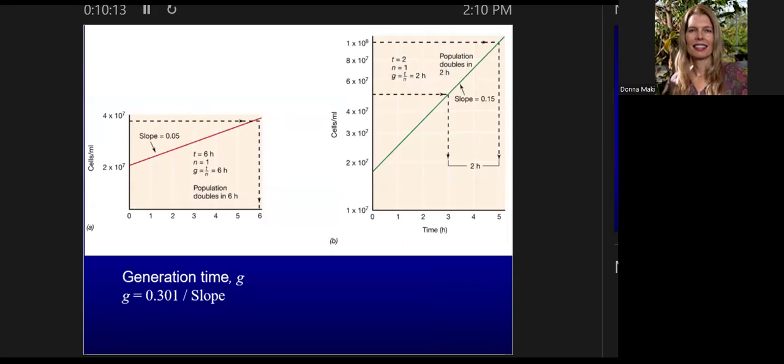So here are some examples of semi-log plots, and you can see they're pulling data off of this. So they're looking at the slope of the line. They can calculate the generation time from this. So here's a handy equation. The generation time is equal to 0.301 divided by whatever the slope is of that line. And so that would tell you how long it takes for the population to double. So basically what I'm trying to show here is if you do a semi-log plot, you can get a nice straight line and you can pull some nice data off of that and do some calculations.